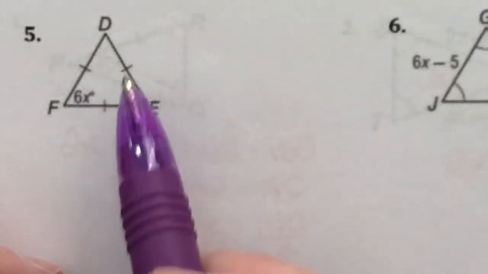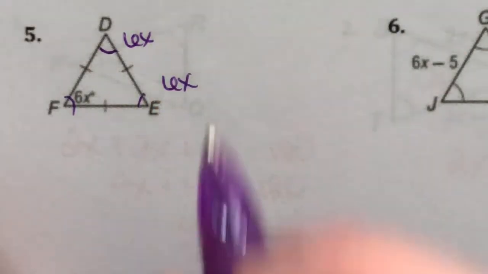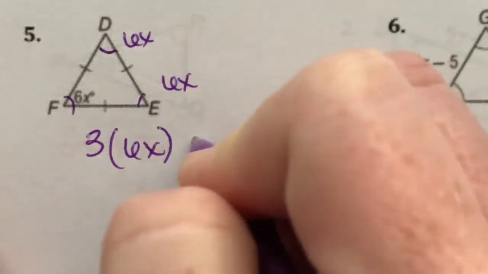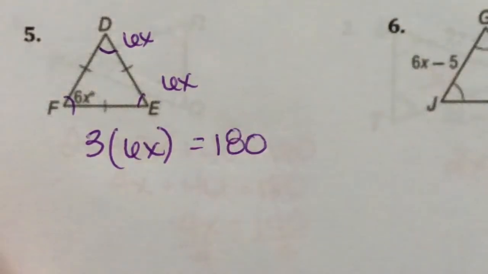Okay, so here all 3 sides are marked congruent. That means all 3 angles are also congruent, so they're all 6x. And we're solving for the variable here, x, so I know 6x plus 6x plus 6x is all going to add up to 180, right?